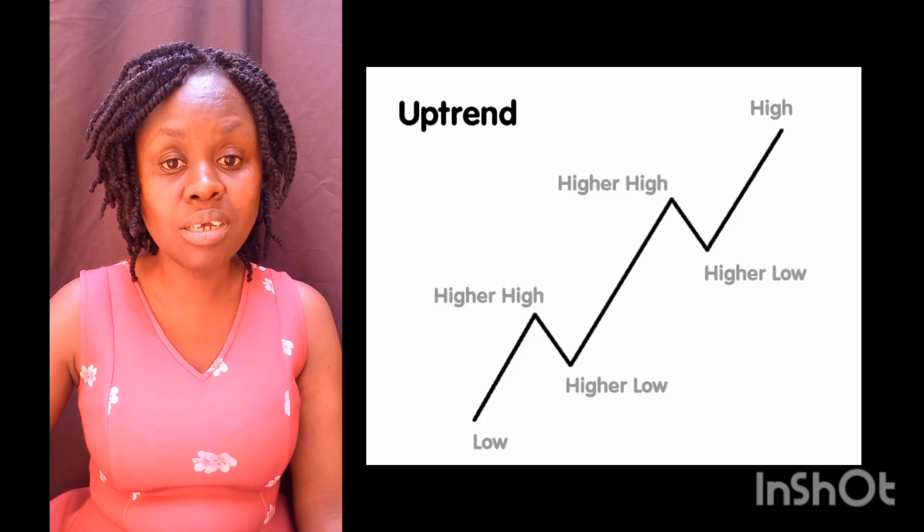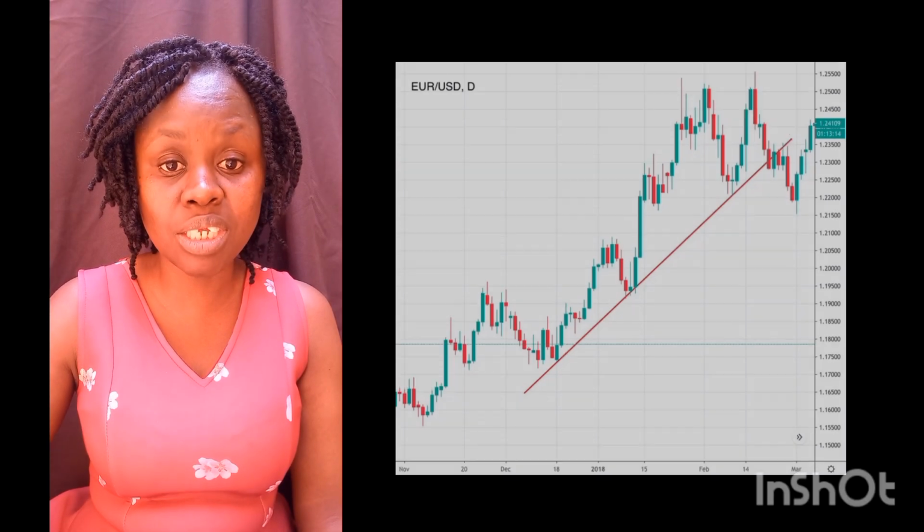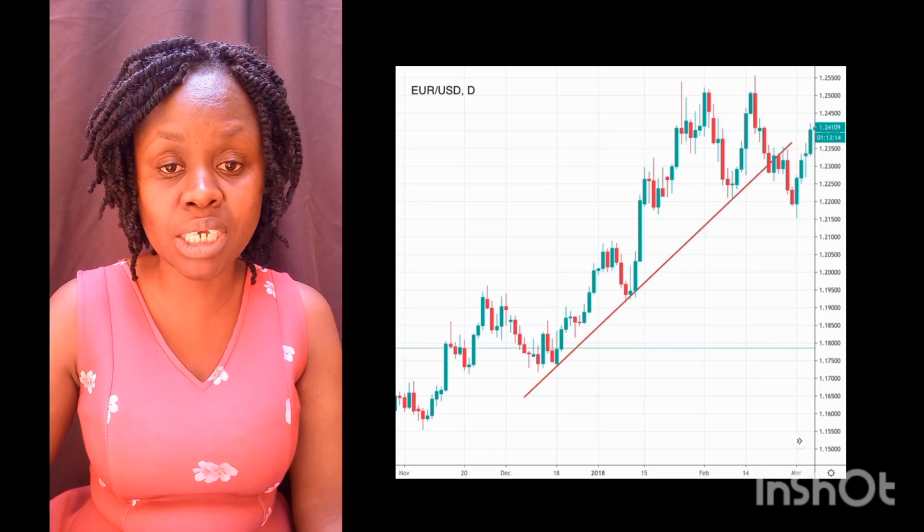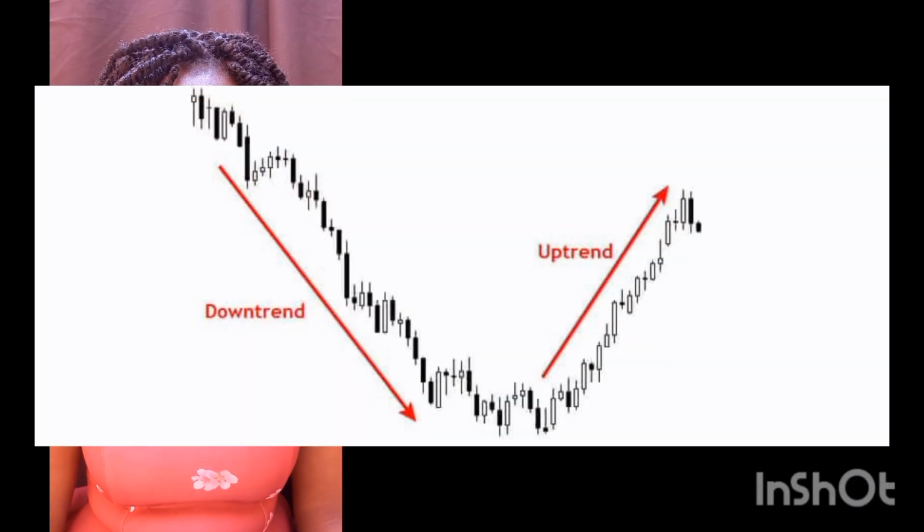This will determine that your market is trending. This will determine the structure of the market, and it will show you that we are looking at a trending market. So the trend can be bearish or bullish.